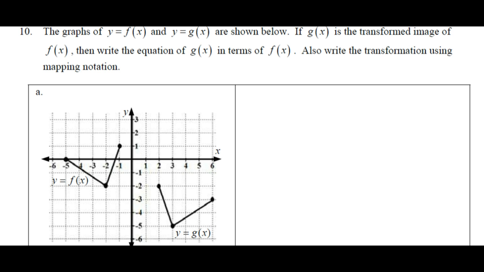You said you had to isolate. What is this for? That's fine, you might see it written like this, so you have to know. If I see negative x minus 2, then I need to rewrite it like that, so I can read the transformation right off. Either or. Okay, 10. The graphs of y equals f of x and g of x are shown below.